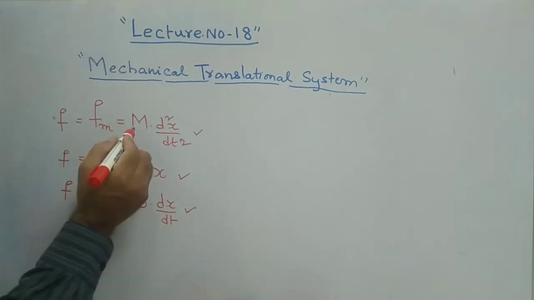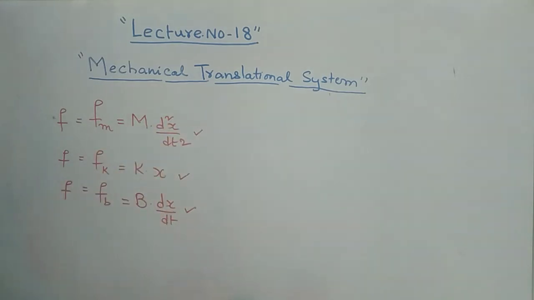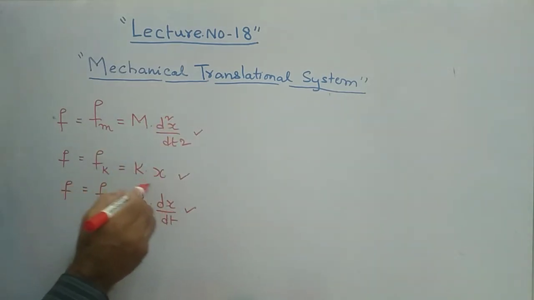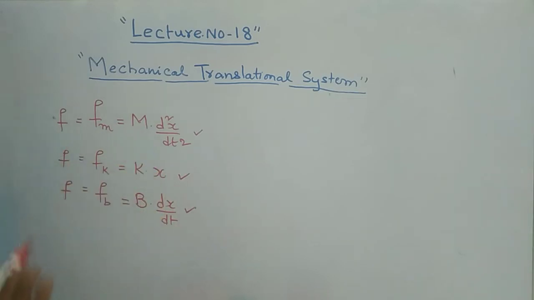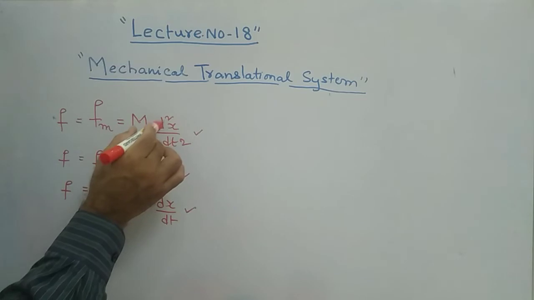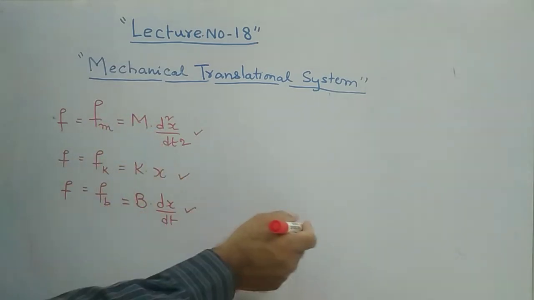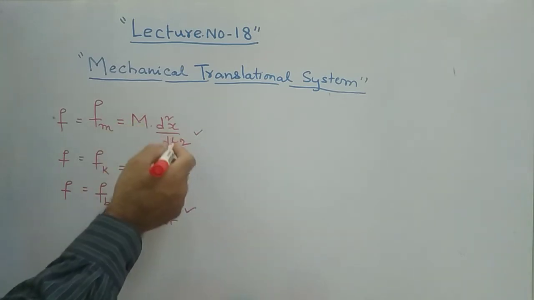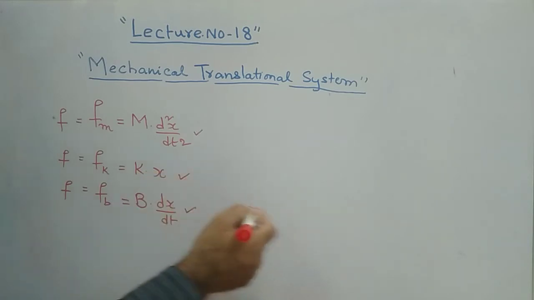So here, you can see m into d square x by dt square, a second derivative portion. K into x has no derivative, directly constant into displacement. The b into dx by dt part involves one derivative. If you sum all these forces, you will have one equation: m into d square x by dt square plus b into dx by dt plus k into x equal to 0.